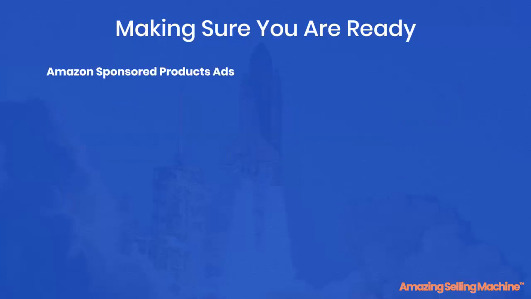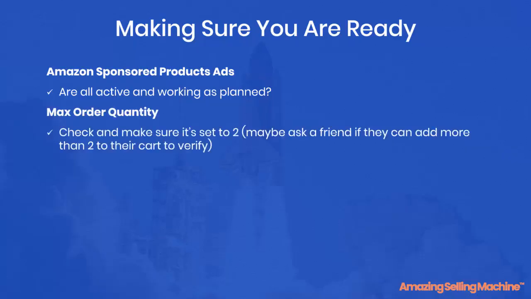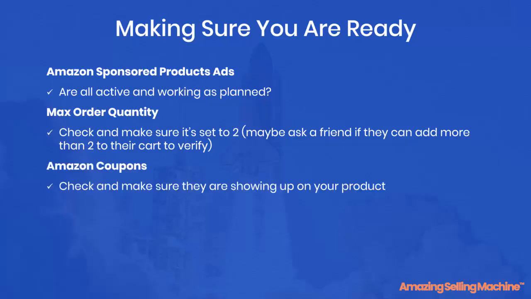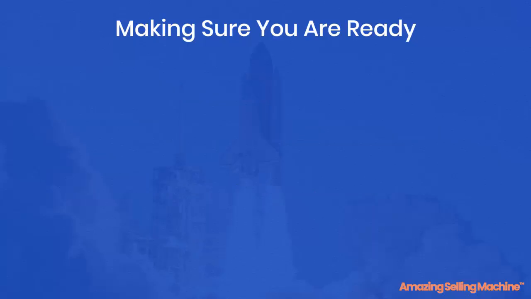For your Amazon sponsored product ads, you want to make sure that all of them are active and they're working as planned. You'll want to make sure that you've set the max order quantity on the product you're launching to be 2. And you can even ask a friend to see if they can add more than 2 to their cart to verify that they cannot do that. You want to make sure that your Amazon coupons are showing up on your product as they should be, and that image below shows you what they should be looking like.